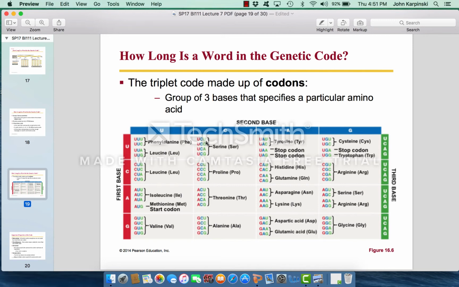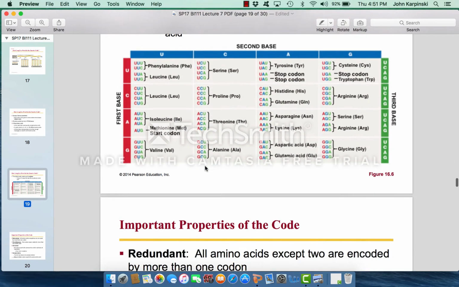I don't think I have this mentioned in these slides, but it will be mentioned later in transcription and translation. There's something called the wobble hypothesis, which states that there's a certain flexibility in the third base, meaning that as long as the first 2 are the same, it doesn't even really matter what's in the third position. I'll mention the wobble hypothesis again when we talk about translation in just a couple of lectures.